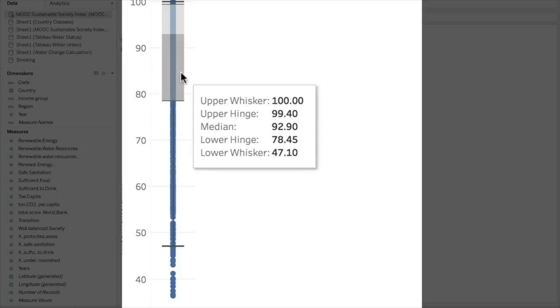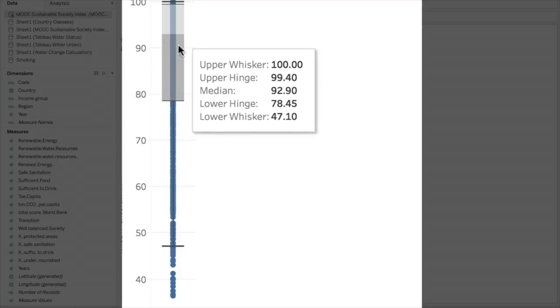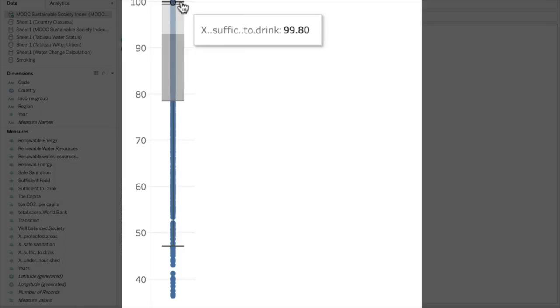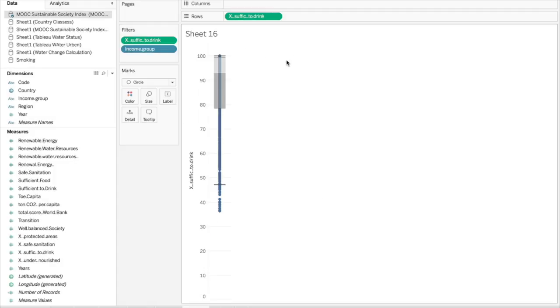You can hover over the box in Tableau, and it will show you what the median is, what the lower hinge, upper hinge, lower whisker, and upper whisker are. So the median, lower hinge, upper hinge, lower whisker, upper whisker. So we already see a lot about sufficiency to drink on its own.